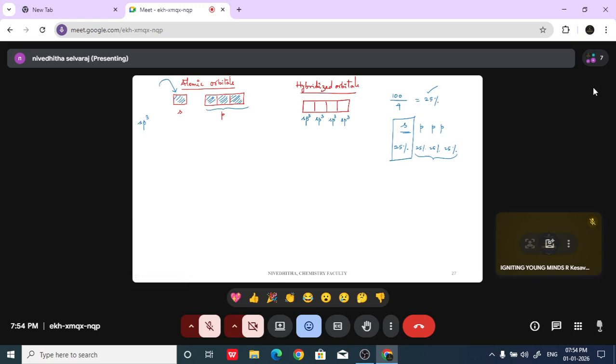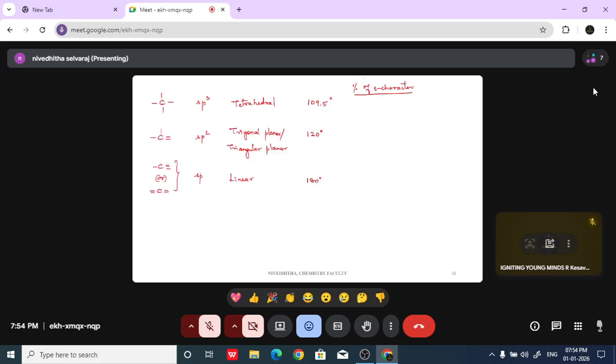Okay. But whenever we're talking about percentage of character, we'll be talking about only percentage of s character, because using the percentage of s character, we'll be guessing the characteristics of carbon. But whenever we are in need of percentage of p character, we can always find it: 100 minus s character will give you the percentage of p character. That's it. So here, as far as sp3 hybridization is concerned, percentage of s character is 25%.